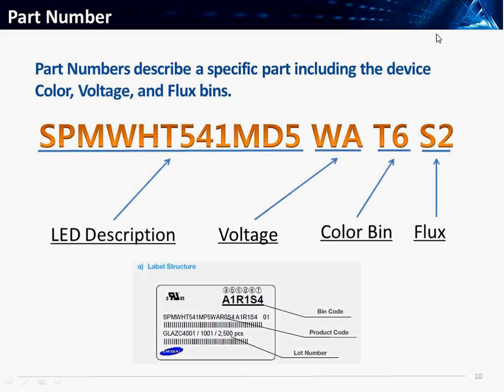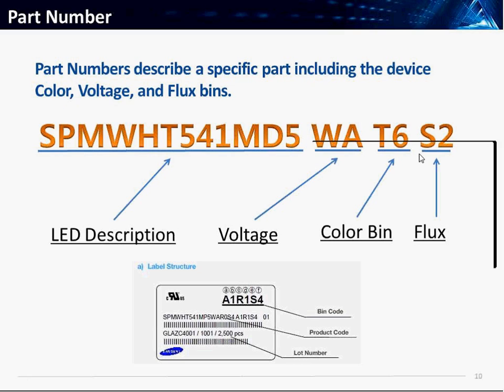We get the part numbers. So there's the family code, and after the part number code, we add on to the actual part numbers. And these are the part numbers that the customers will actually be receiving. A part number describes a specific part, including the device color, voltage, and flux bin. The first part of the part numbering is actually the full LED description, and we'll go into that in a second. The last 6 digits are the key to finding out exactly what LED you received.